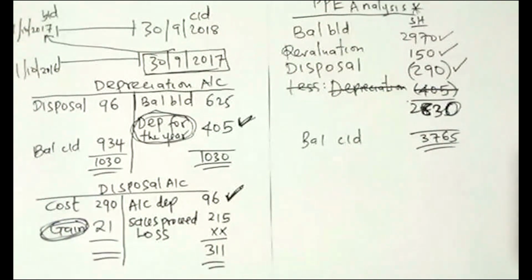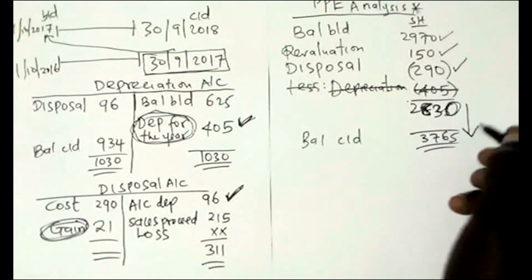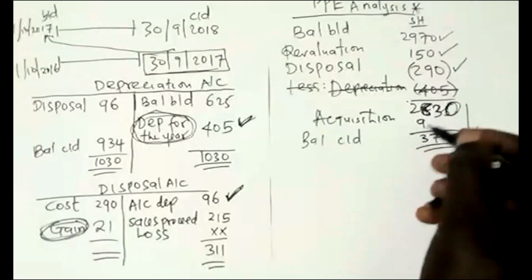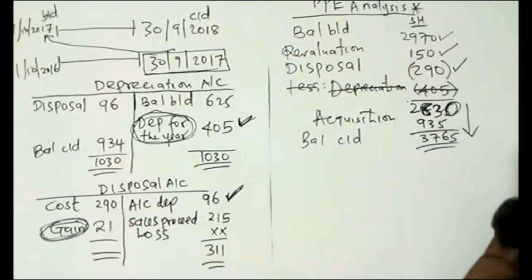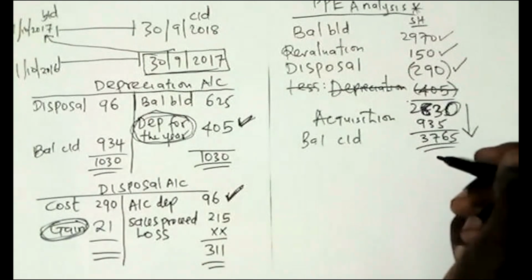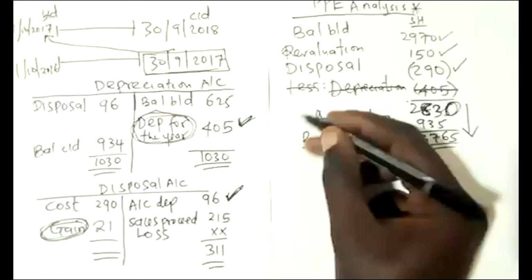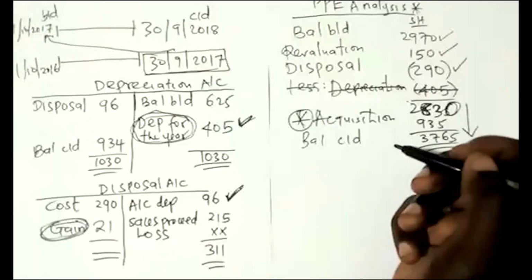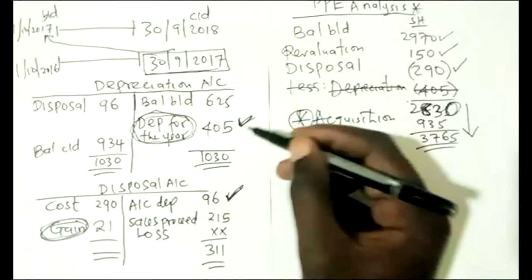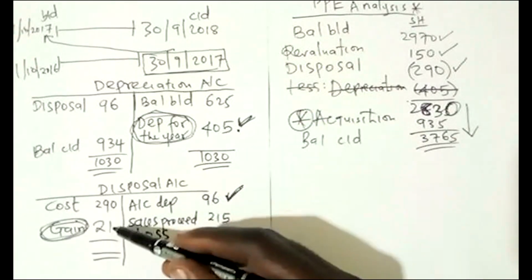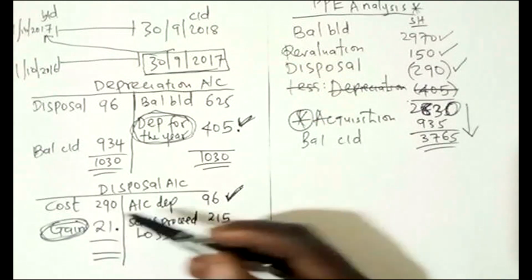So it increased to 3765. Increasing means that they have done an acquisition. So 935 would be cash paid to acquire fixed assets. So cash paid to acquire an asset goes to investing. You are 405, you are just under operating activities. And you are 21, again, you are just under the operating activities.